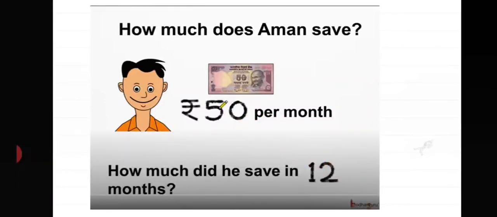So children, always remember, how can you identify a multiplication sum? Whenever in the question they give you the value of 1 and they ask you for many. I repeat, whenever they give you the value for 1 and they ask you for many, you are supposed to do multiplication. So as you can see here, they have given for 1 month, he is saving rupees 50. You have to find how much he will save for 1 year. So 50 into 12. When you multiply 50 into 12, you get the answer 600. So he saves 600 rupees in a year.